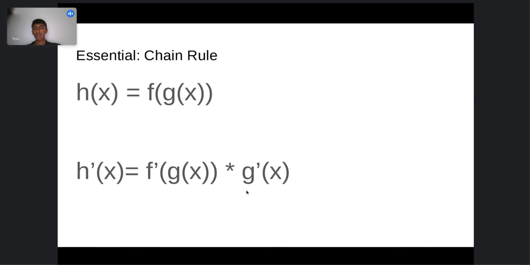And one more essential, the chain rule. This will be essential when we are finding the derivative of stuff with y in it. So we have h of x equals f of g of x. And then its derivative is the derivative of the outer function with respect to the inner function times the derivative of the inner function. The reason why this is helpful is because in our case, y is going to be our inner function because it is a function with respect to x. So it means it's going to be the derivative of the outer function with respect to y times the derivative of y.